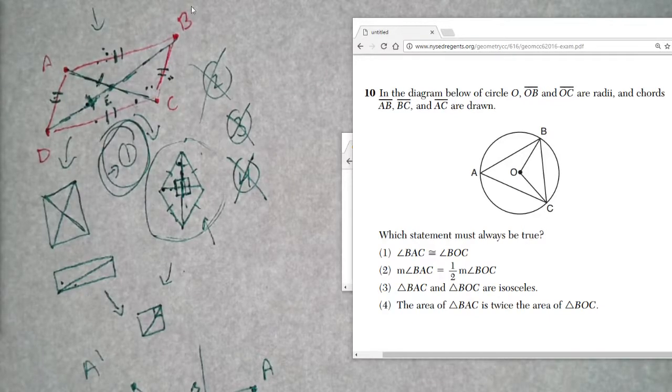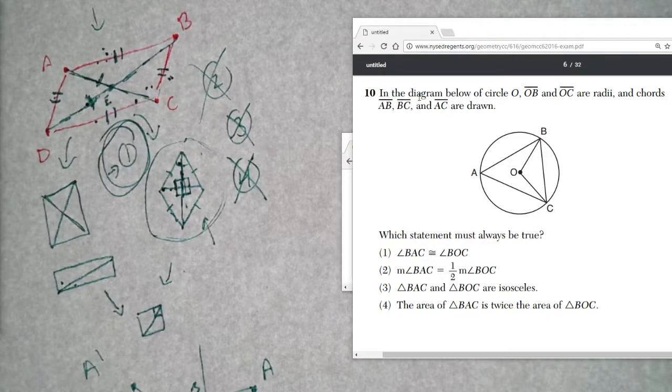Question number 10. In the diagram below of circle O, line segment OB and line segment OC are radii, and chords AB, BC, and AC are drawn. So this part, if you're an English language learner or something like that, don't freak out. They're just describing what picture is going on down over there. Don't let them scare you by putting all these extra words.